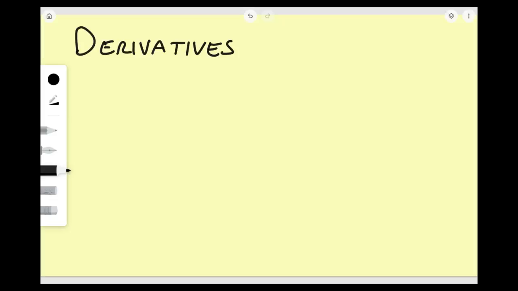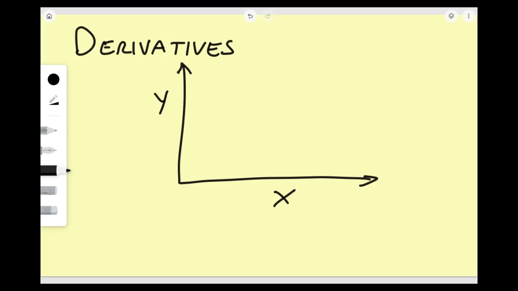This is a quick tutorial and review of derivatives. So if we make an axis where x is the independent variable and y is the dependent variable, we can draw a line. And we should know there's a familiar equation for it, y equals mx plus b, where b is the intercept and m is the slope.